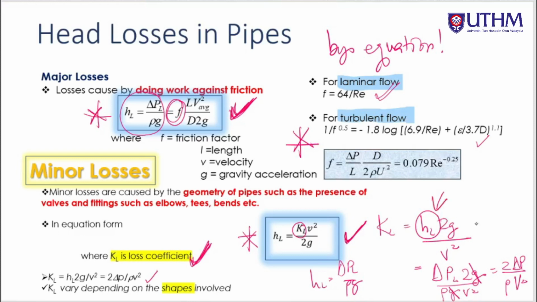Yes, inside these equations, we will get KL equals 2 delta P over rho V squared. The value of KL depends on the shapes that are involved. In general, you need to understand that for major losses, this is the important equation, and for minor losses, you will need to use this other equation. That is the most important thing.